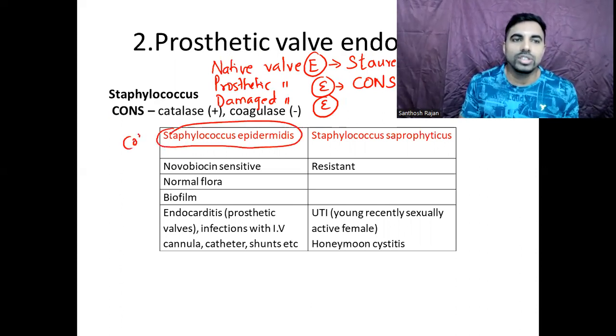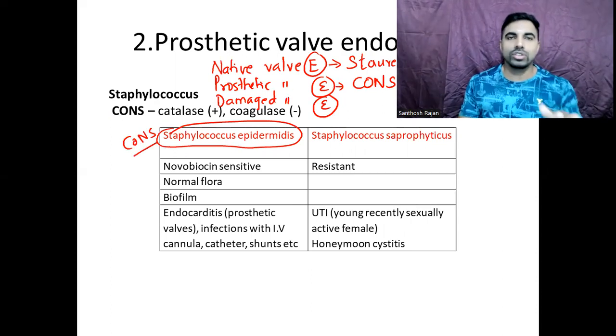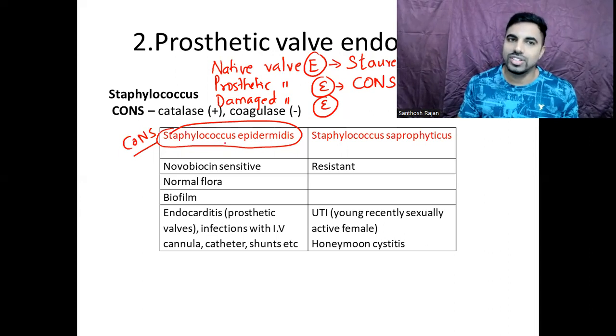When you talk about CoNS, it means coagulase negative staphylococcus. So coagulase positive is Staph aureus. If it is negative, then we call it CoNS, epidermidis. So for the prosthetic valve, the causative agent is Staphylococcus epidermidis. And if it was a damaged valve, if they ask, then that is your viridans group, Streptococcus viridans, that will go to the streptococcus group.